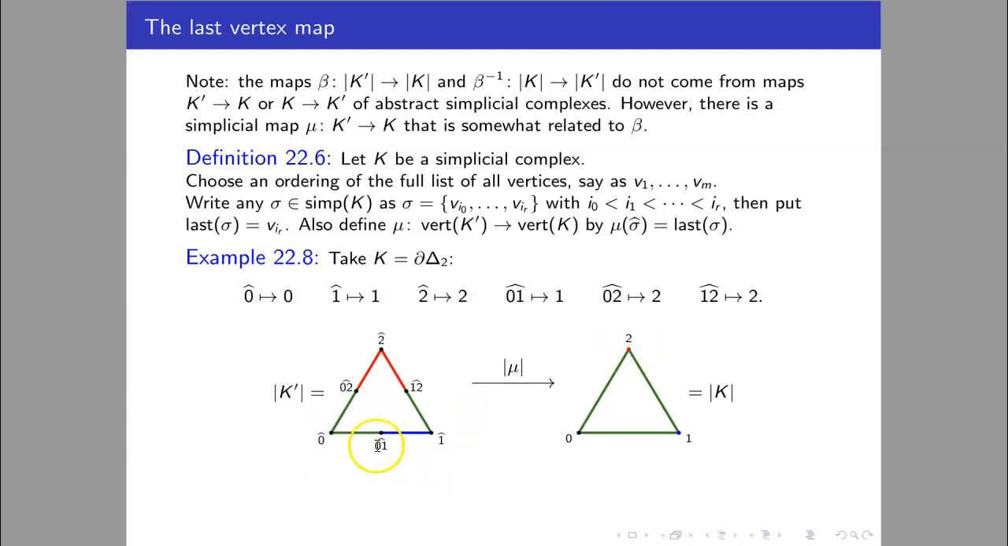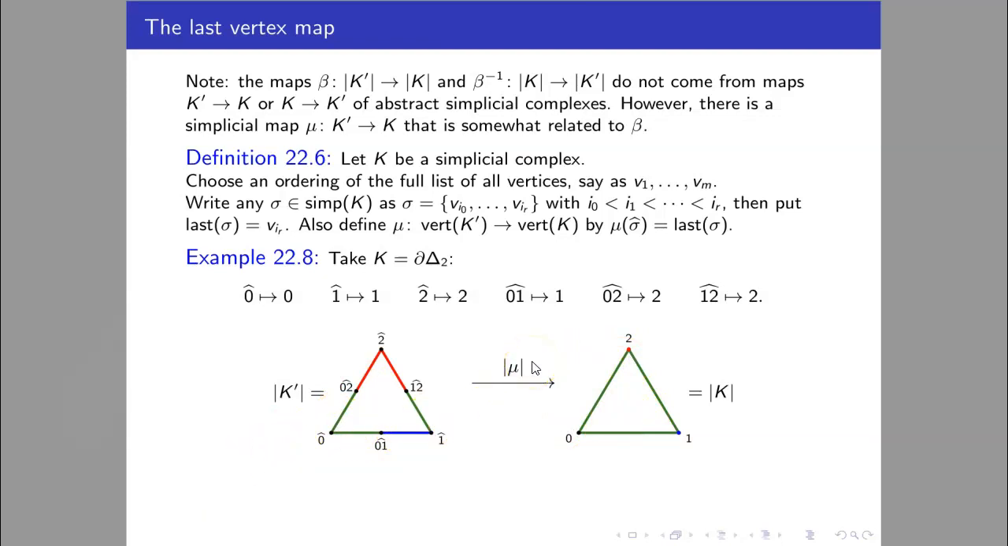Similarly, here you've got this vertex that's 0, 1 hat, and the last vertex in that is 1, so the 0, 1 hat gets sent to 1, and this 1 hat also gets sent to 1. So this blue half edge along the bottom gets squashed down to this single point here. And then this edge here gets stretched out to cover that edge of the triangle. This edge here gets stretched out to there. This edge here gets stretched out to here. So that's the effect of the map mu in this case.